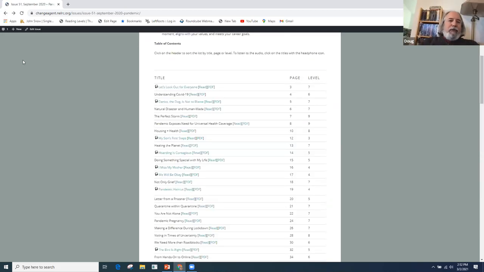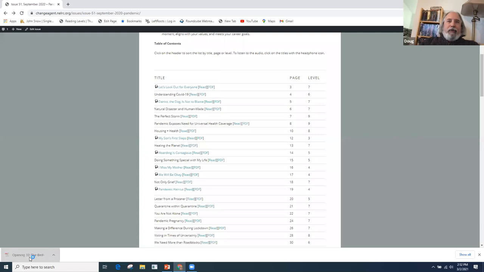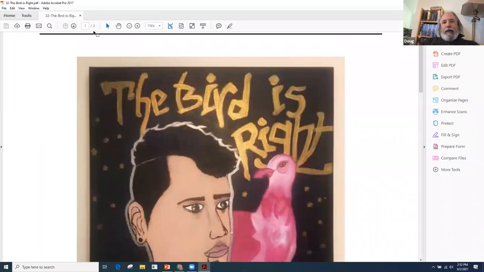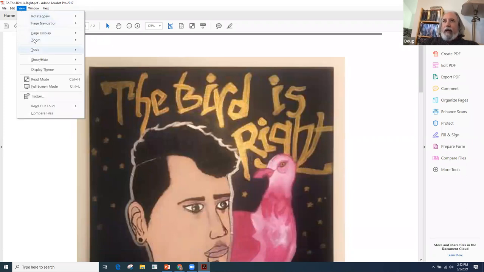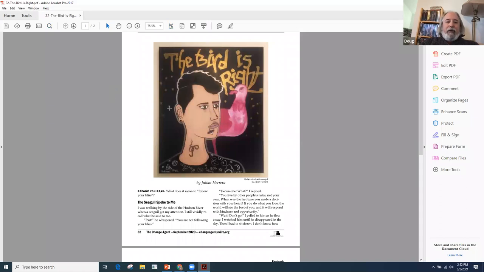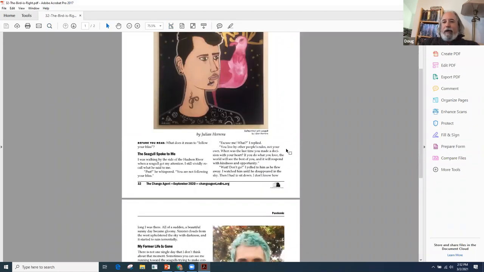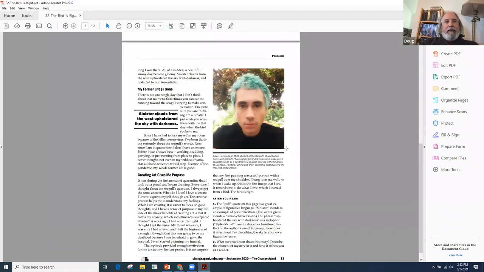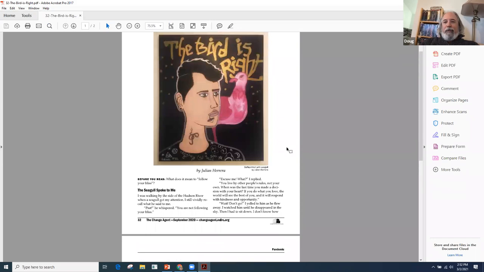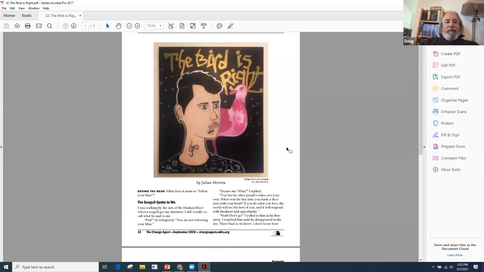Yes, I read The Bird is Right also. One of my takeaways was you could have a lesson on an idiom like silver linings and talk about how even in times of adversity, there are ways to be creative about how you live your life and possibly even do some things that you wouldn't have been able to do when you were committed to your routines prior to the pandemic.